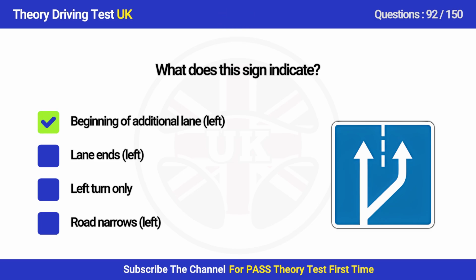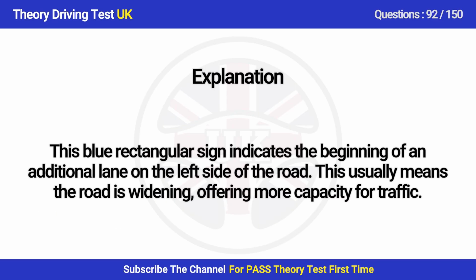Answer is A. Beginning of additional lane left. This blue rectangular sign indicates the beginning of an additional lane on the left side of the road. This usually means the road is widening, offering more capacity for traffic.